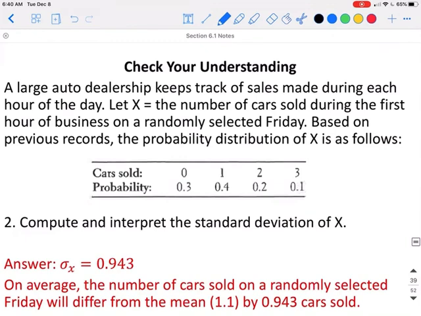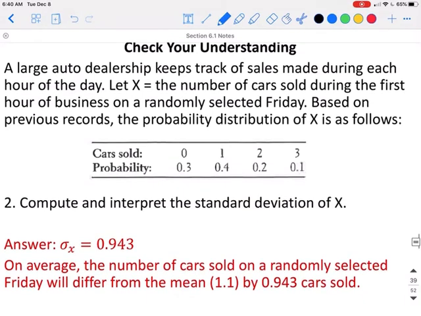To find your standard deviation from there, you then have to take the square root. If you take the square root of your variance, you should get that your standard deviation is 0.943. So this means, on average, the number of cars sold on a randomly selected Friday will differ from the mean of 1.1 by 0.943 cars sold.